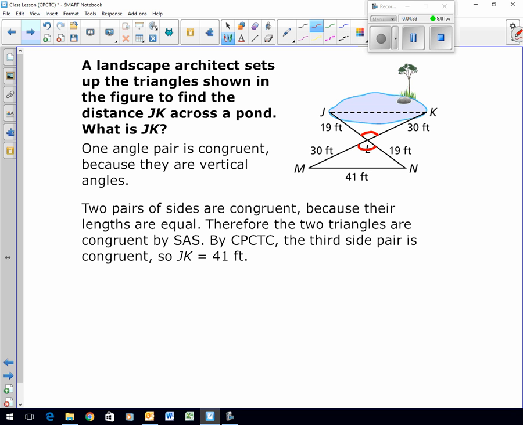Is 30 feet equal to 30 feet? Is 19 feet equal to 19 feet? What theorem am I using here? Side-angle-side is true. Therefore, the 2 triangles are congruent. If the 2 triangles are congruent, the next logical step is to say the corresponding parts of those 2 triangles are congruent. That means if this is 41, what is this? The angle measurement right here was 39 degrees, so what would this angle measurement down here be? 39 degrees. Yay!